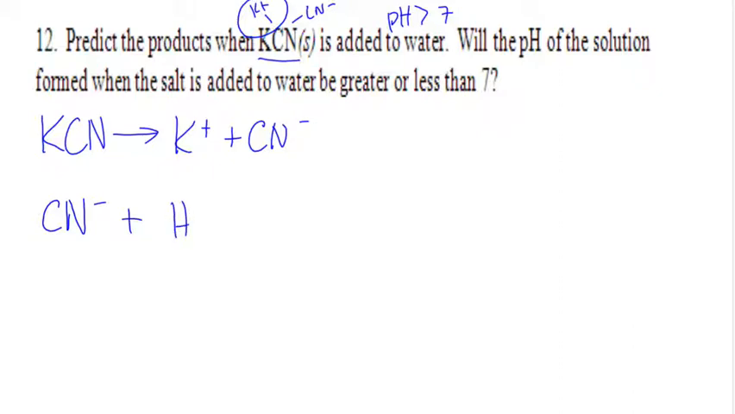But the cyanide ion is going to undergo hydrolysis, and what are we going to make? Hydrocyanic acid and OH minus. Is it basic? Yeah, this is why it's basic. Are you getting it? Okay.